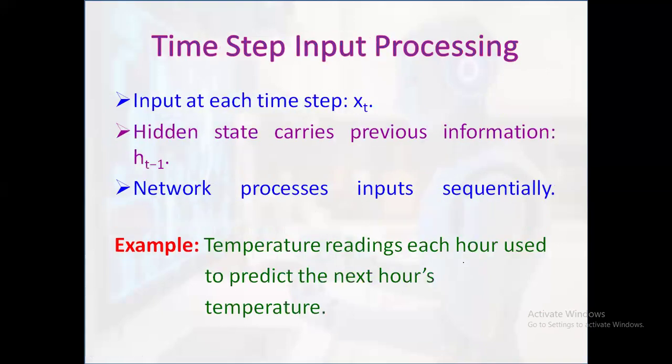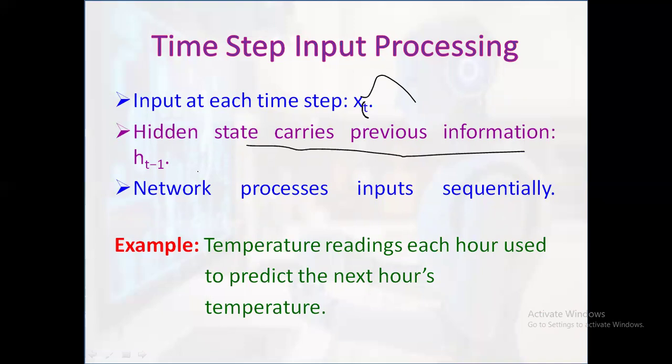Next, time step input processing. The input at each time step is given by xt. Each time step receives a new input vector representing the current element in the sequence, such as a word, sensor reading, or ECG sample. And the hidden state carries the previous information.